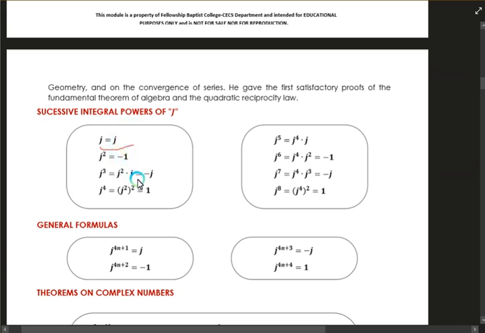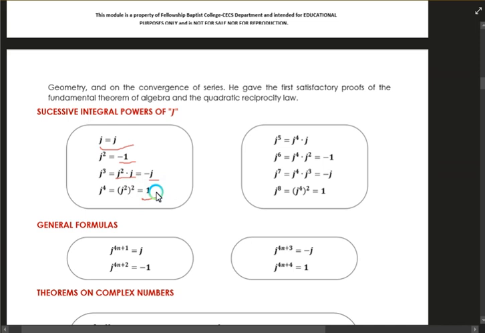The square root of negative 1, if you square it, gives negative 1. Then we will have J cubed. If we factor out, J cubed is J squared multiplied by J. J squared is equal to negative 1, so that will be negative J. Next, J to the fourth. That is J squared squared, so that is negative 1 squared, which is positive 1.